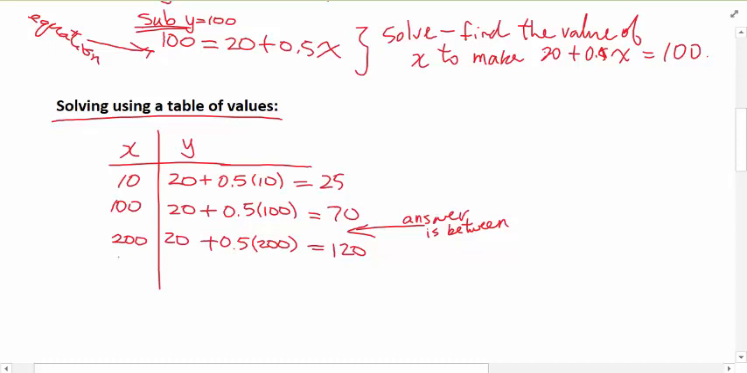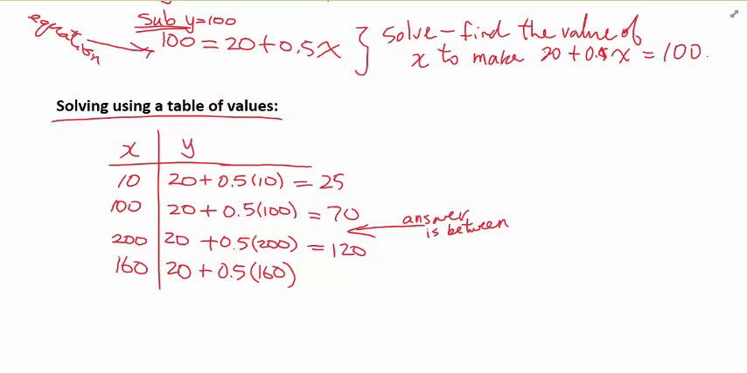So let's try 160. So 20 plus 0.5 times what? 160. Remember, 0.5 is what? Half. 0.5 is half. Half of 160 is what? 80. 80 plus 20 is what? 100. Yay! So that's the answer.